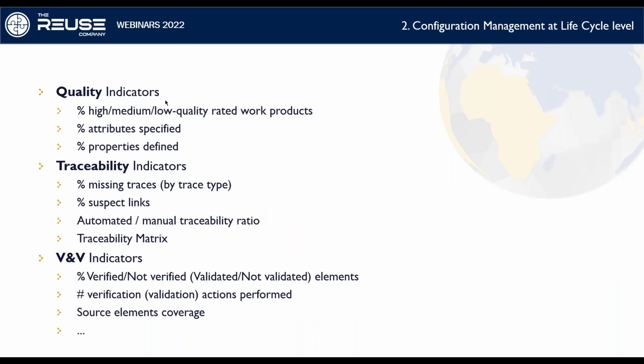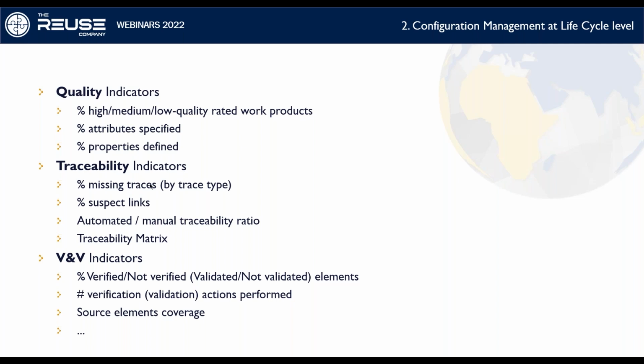So some indicators that we have here are the rate of high, medium, low quality work products. So here, work products is like the objects, the generic word I use for the engineering items we produce throughout the life cycle. That will be configuration items, mostly when involved in these decisions and key activities. We have the attributes specified. So this might also be a quality indicator. So I might have a high quality work product in terms of syntax, it's well written, but I'm missing an attribute, or I'm missing a property. So something is missing in the item.